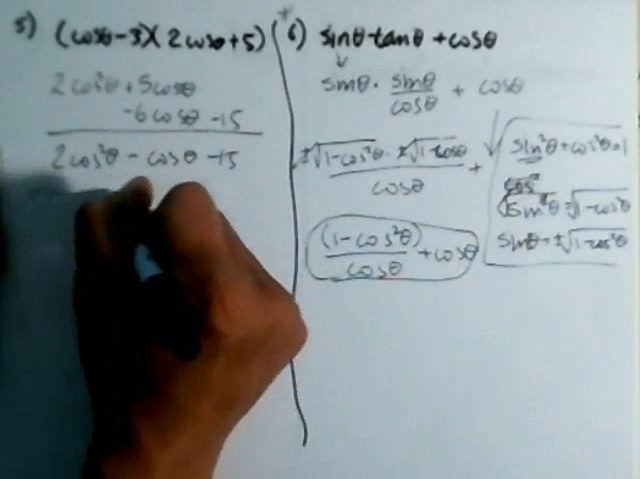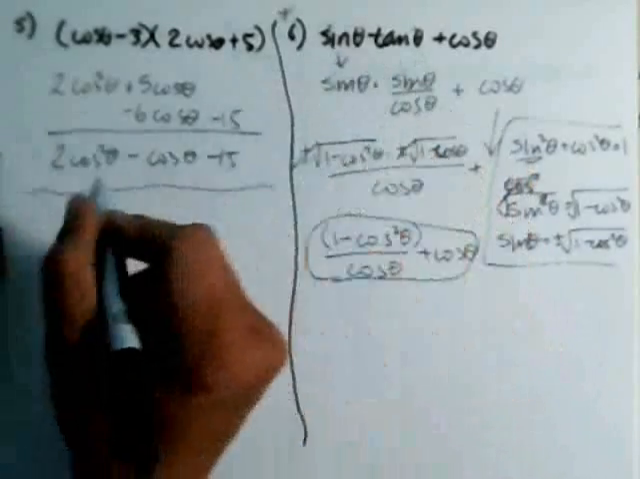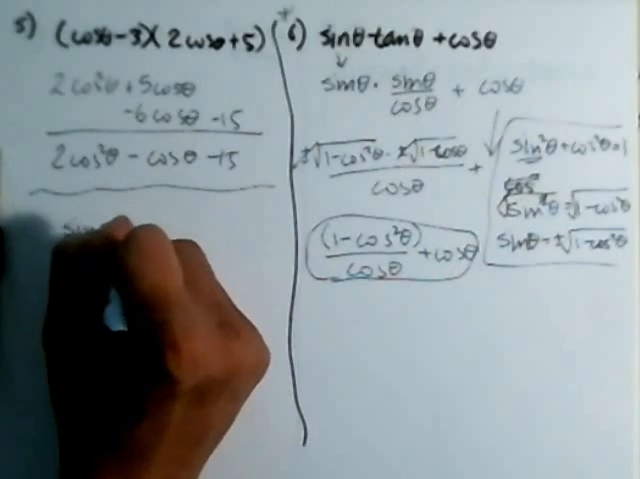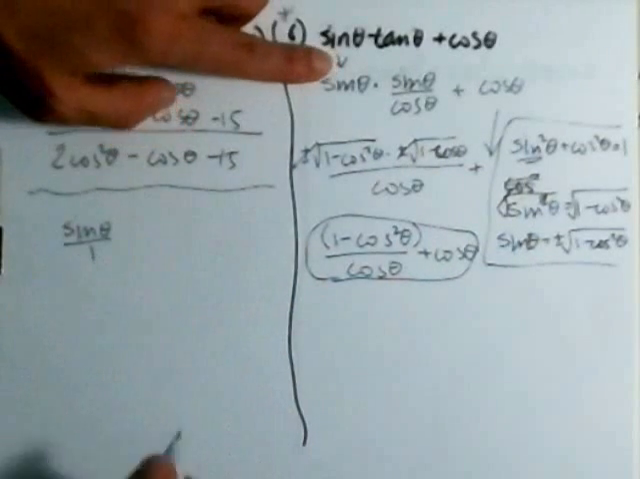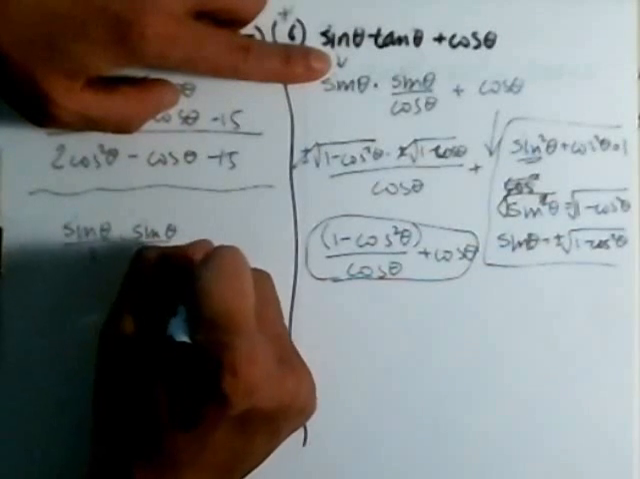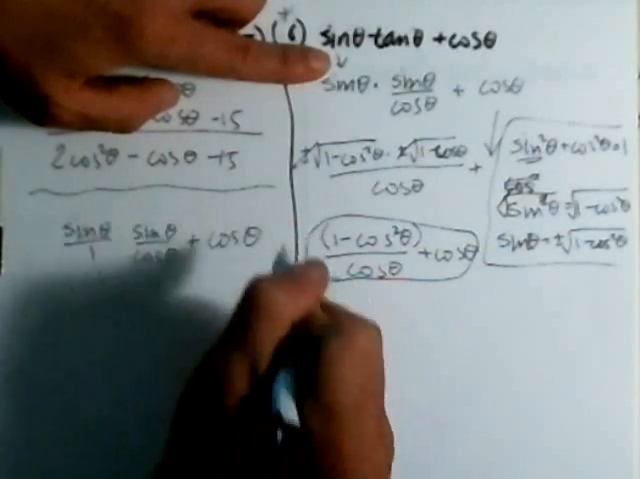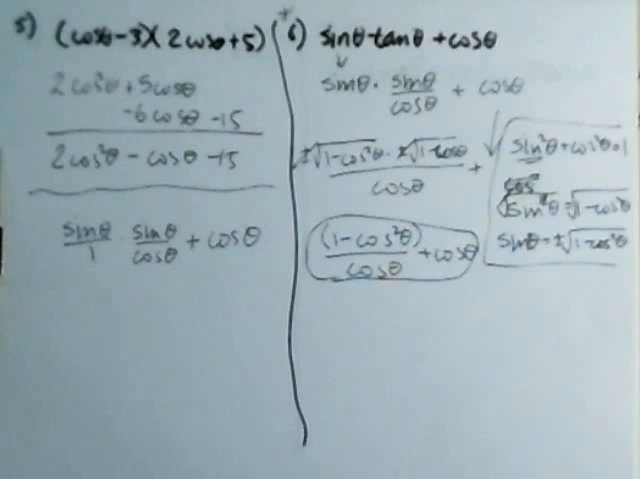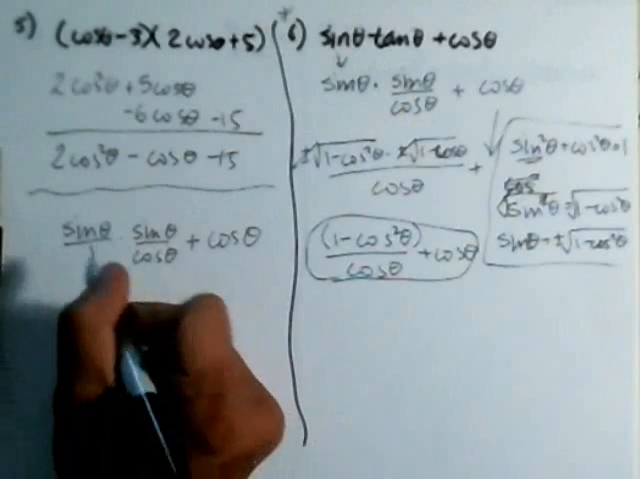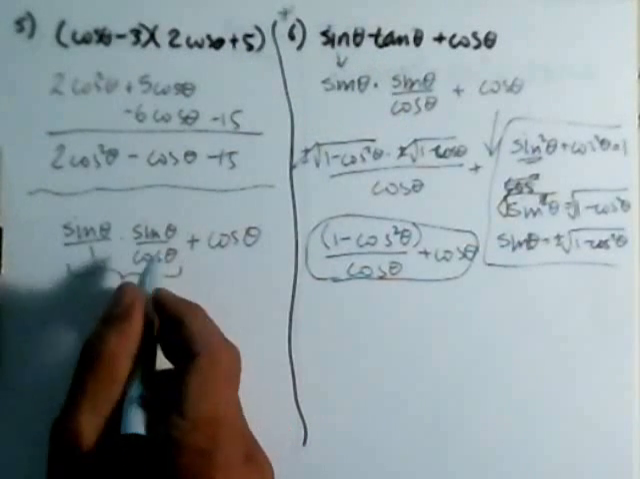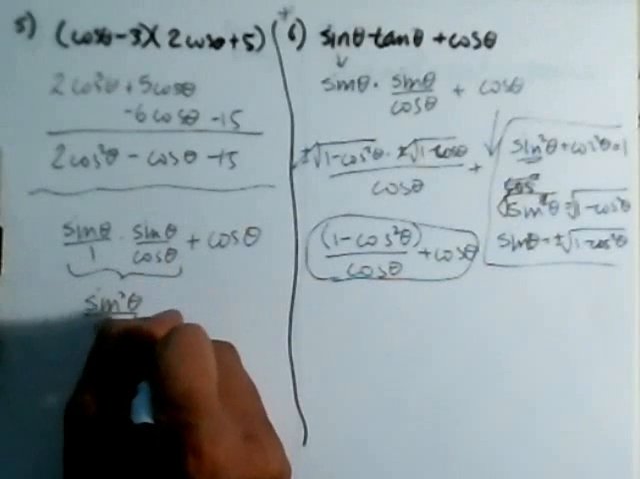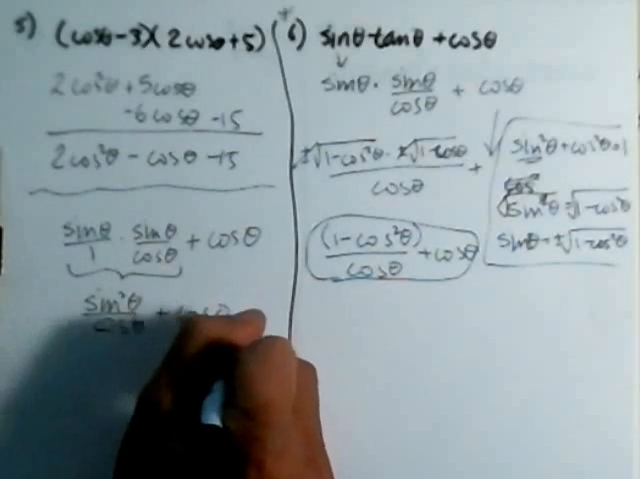Okay. I'm going to show you another way to do this problem. If I multiply sine times sine, that's the same thing as sine of theta times sine of theta over cosine of theta plus cosine of theta. This is the easier way, but I wanted to make sure that you know how to do it both ways. We multiply straight across, and you end up with sine squared of theta over cosine of theta plus cosine of theta.